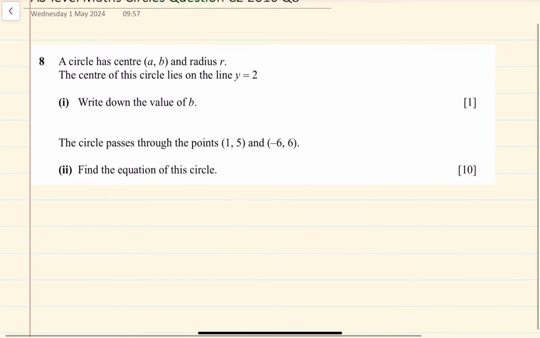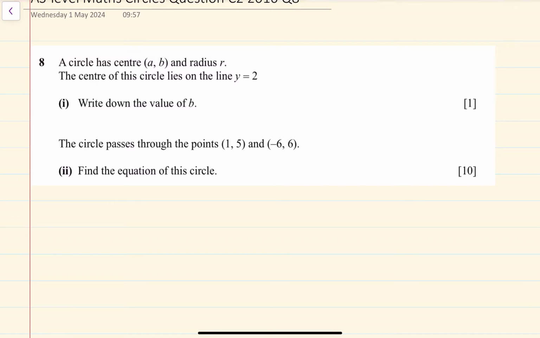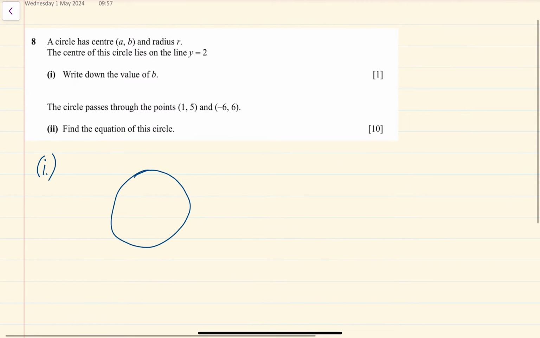So this question says a circle has a centre A, B and a radius r. The centre of the circle lies on the line y equals 2. Write down the value of b. Okay, let's do a wee sketch. A wee sketch makes everything so much easier in these questions. There's your circle, very bad looking circle, but a circle nonetheless. The centre of the circle lies on the line y equals 2.